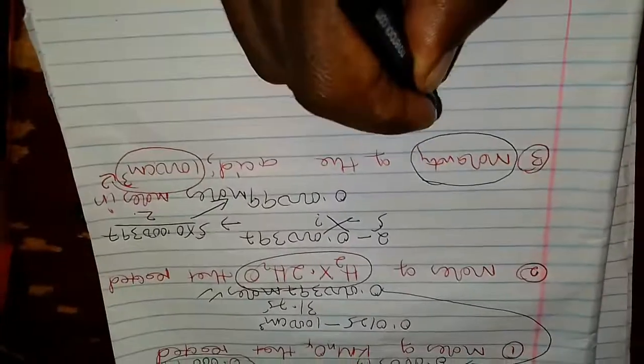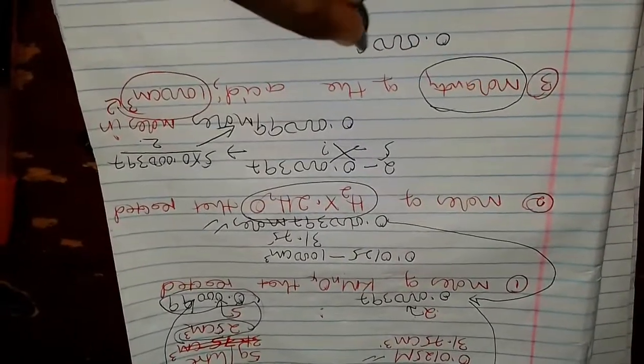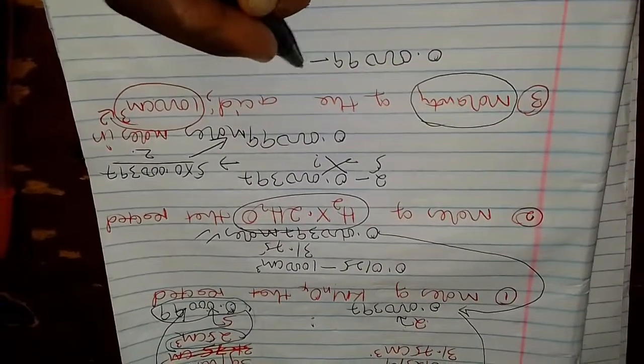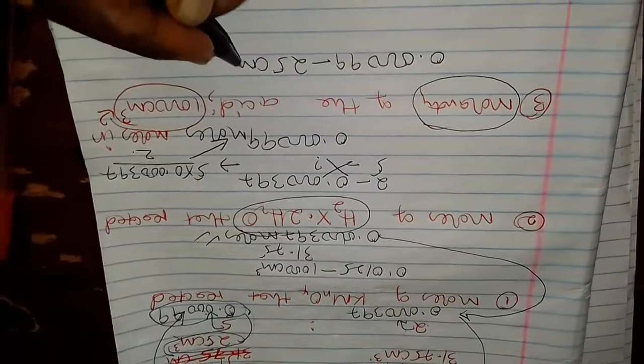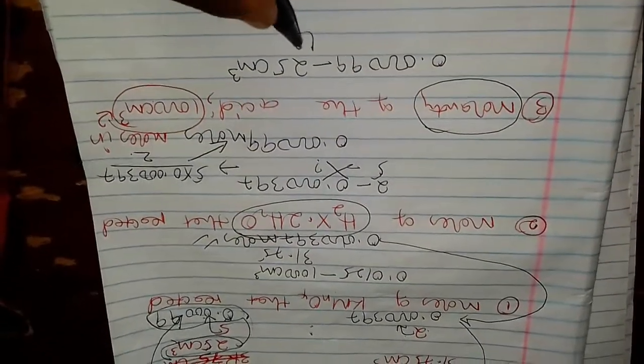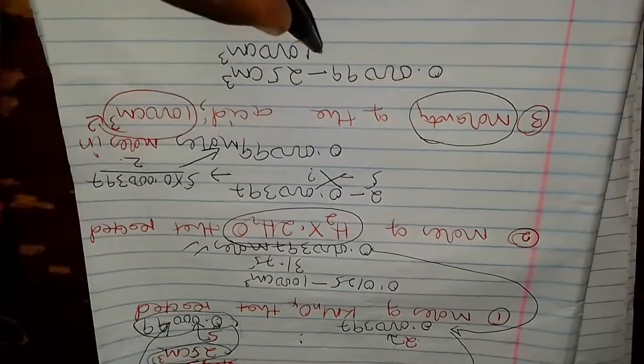And these moles are the ones that reacted, and this is the volume that got used. So we'll come here and say 0.00099 are the moles that reacted, and they are found in 25 centimeters cubic that got used. What will 1000 centimeters cubic contain? For us to get the molarity.